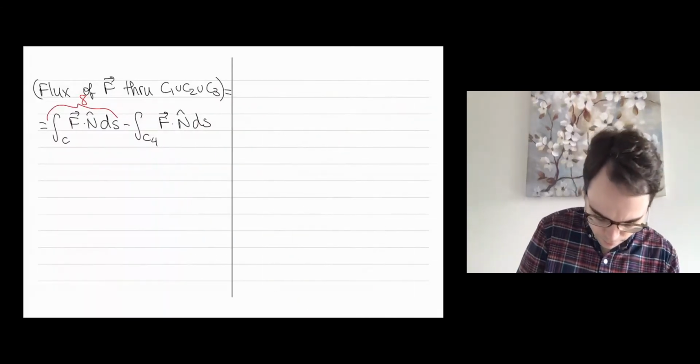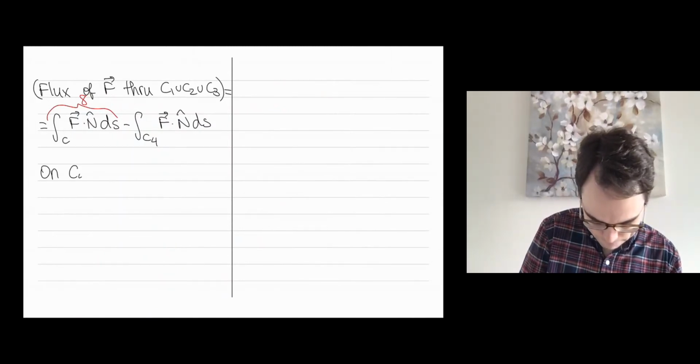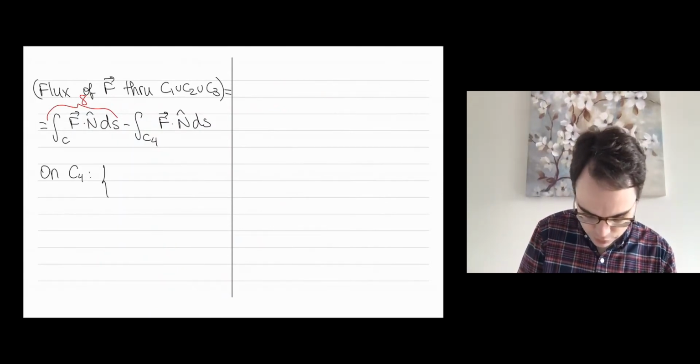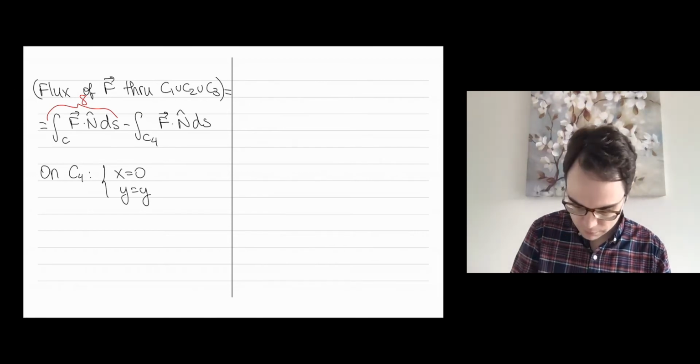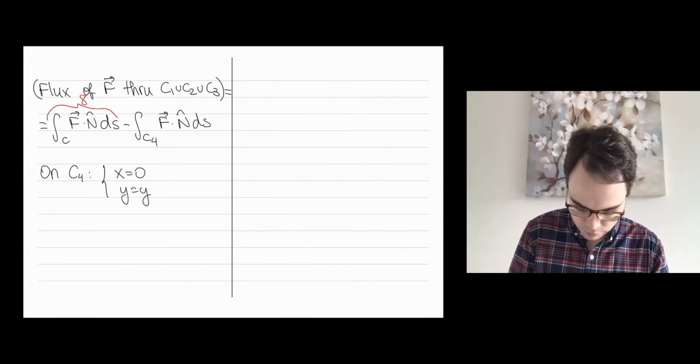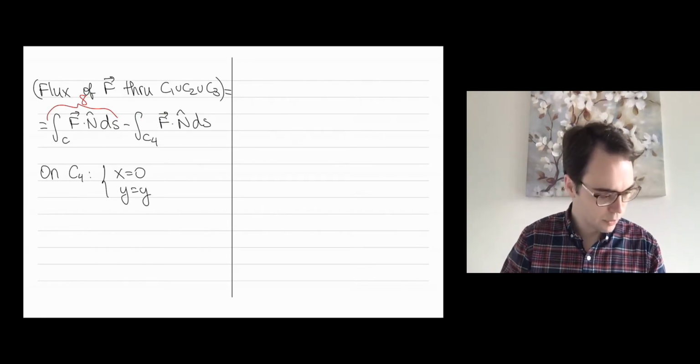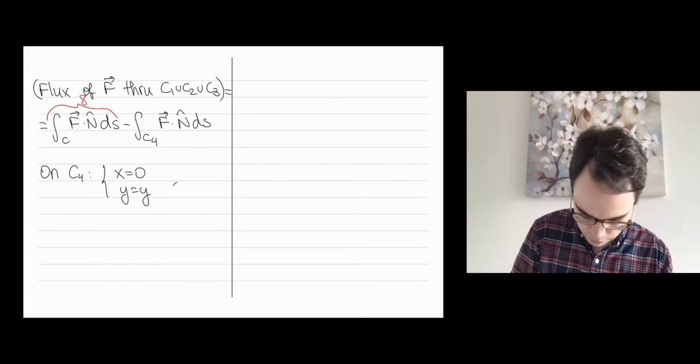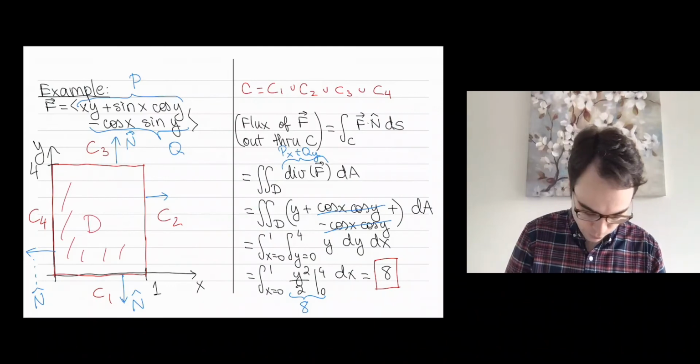So on C4, x is 0, y is, well, itself. So our parameter will be the function y, and the parameter will go from 0 to 4.